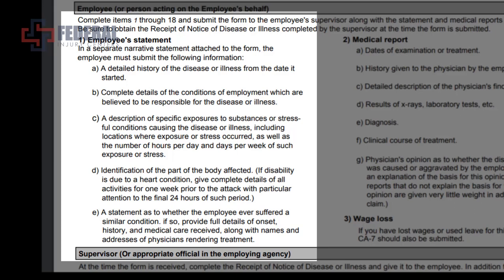Identification of the part of the body affected. E, a statement as to whether the employee ever suffered a similar condition. If so, provide full details of onset, history, and medical care received, along with names and addresses of physicians rendering treatment.